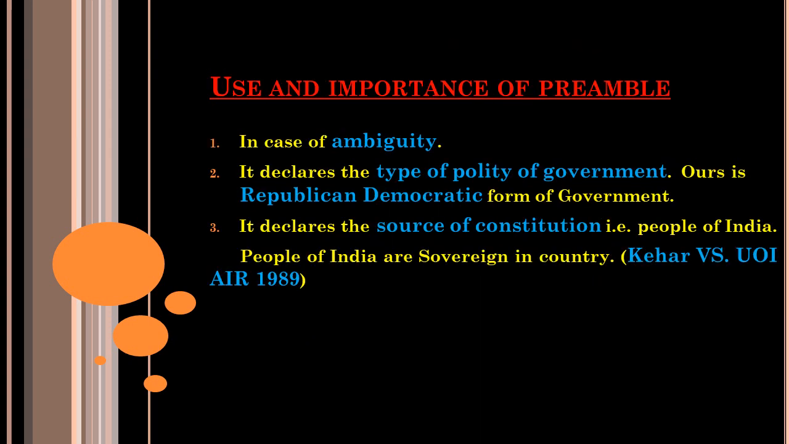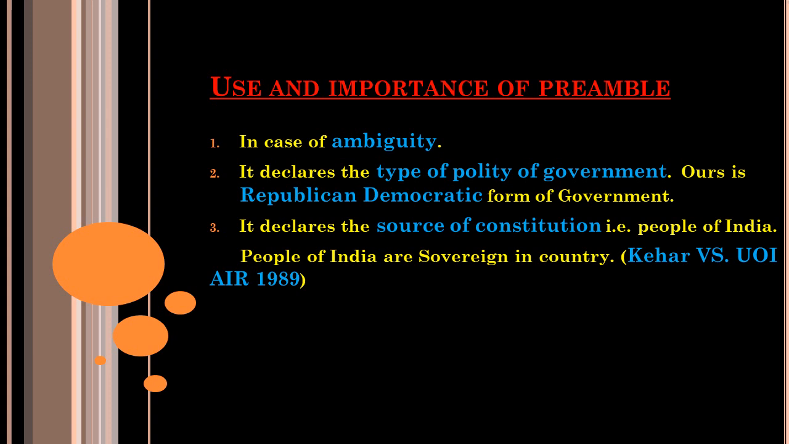We have just discussed the reasons for putting the preamble into the draft of our constitution. Now let's see the uses and importance of the preamble. The first use is in case of ambiguity. Here, ambiguity means having more than one interpretation of something. For example, if there is a provision in our constitution that has more than one interpretation, in that case the one that would be in consonance with the ideals of our preamble would be accepted, which means that no interpretation could be accepted if it is against the ideals of our preamble, right?